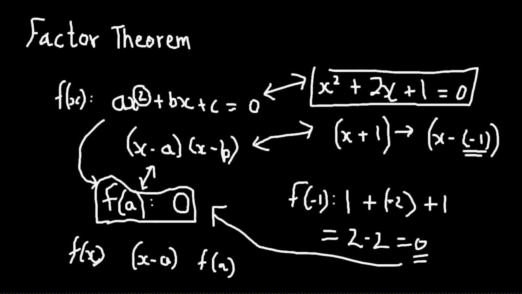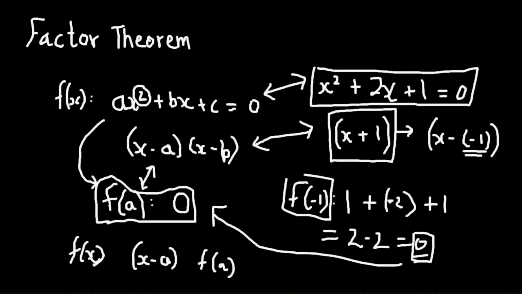You divided it by x plus 1 and you got a 0. You've proved that this is a factor, so the remainder is 0. And what is the remainder? It was f of minus 1, which means it was f of a. So if you're getting confused, there's no need to be. It's the same thing put in different words.